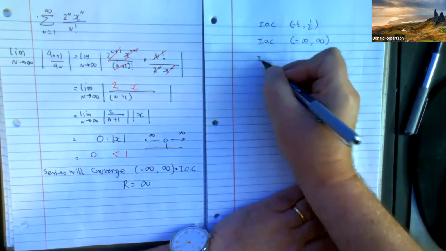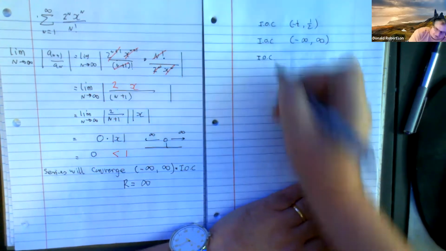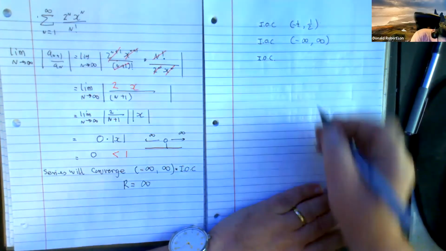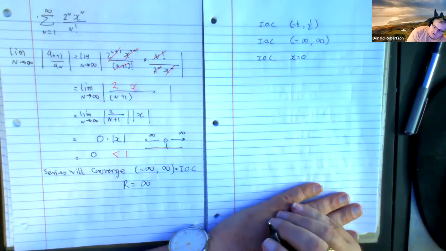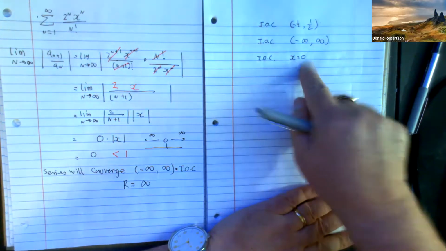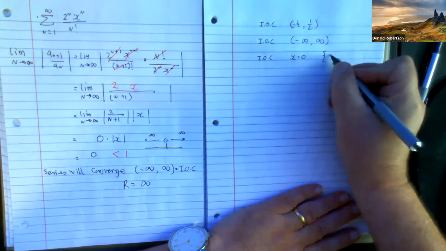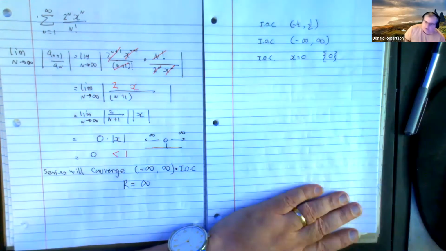And lastly, it's a bit weird to call it that. The interval of convergence could be just one value of x. It only converges when x equals 0. But that's not how we write it down. How we write it down is a little curly bracket with 0 in it.